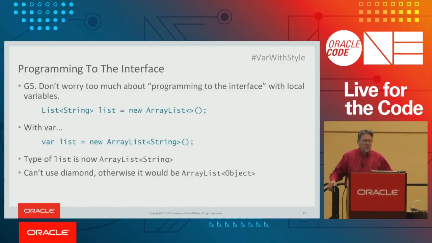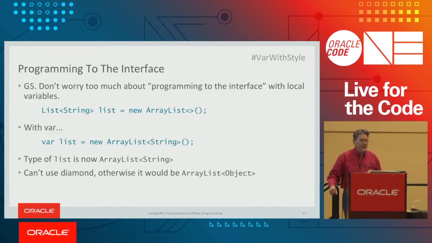All right, quick note about programming to the interface. So this is a subtle bit here. So the guideline is don't worry too much about programming to the interface with local variables. Now, the key there is the qualifier, with local variables. So quite often you write code such as List<String> list = new ArrayList<>(). Okay, so on your left-hand side, we are declaring the type to be the interface, and on the right-hand side, that's the implementation class, ArrayList. Now with var, we're saying var list = new ArrayList<>().